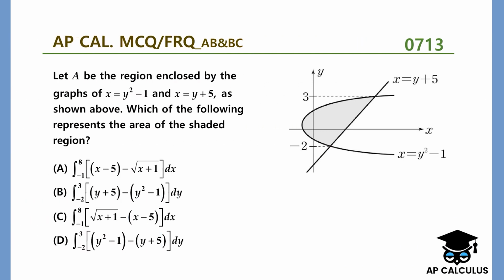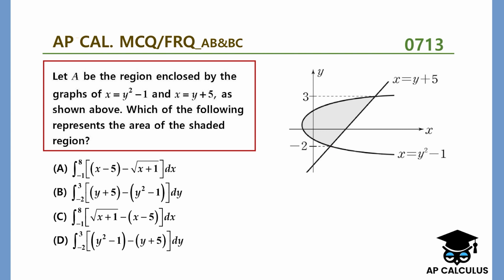Question 713. Let A be the region enclosed by the graphs of x = y squared minus 1 and x = y + 5 as shown above. Which of the following represents the area of the shaded region?